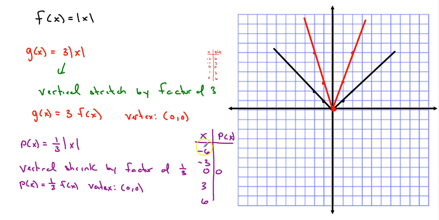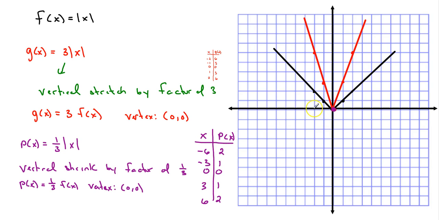So if I plug in -3, the absolute value of -3 is 3, times 1/3, I get 1. Absolute value of -6 is 6, times 1/3 is 2, and these are going to be symmetric and be exactly the same. And now let's graph p of x and see what a vertical shrink looks like in comparison to the absolute value of x. So 0, 0, still on my origin.